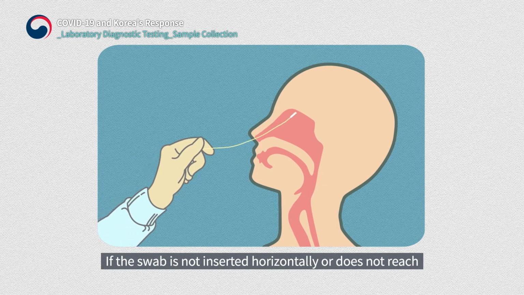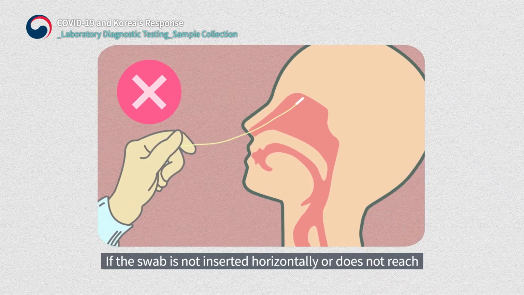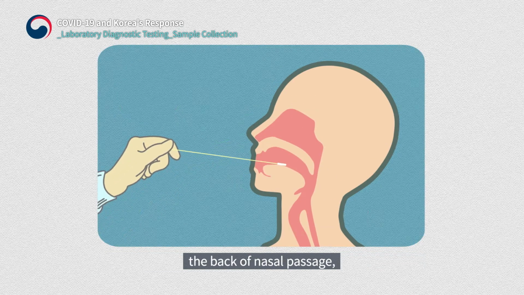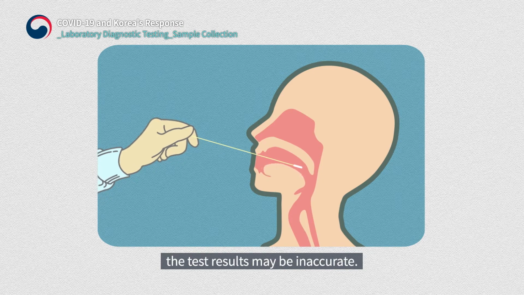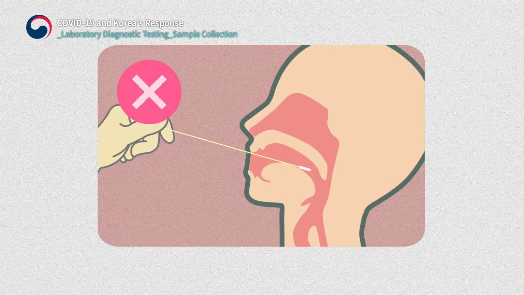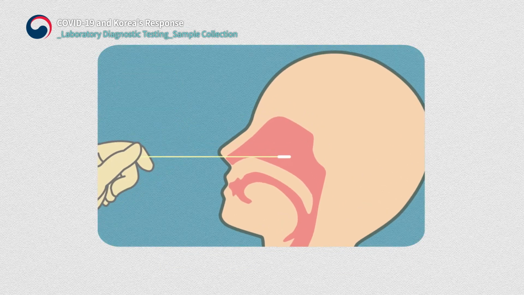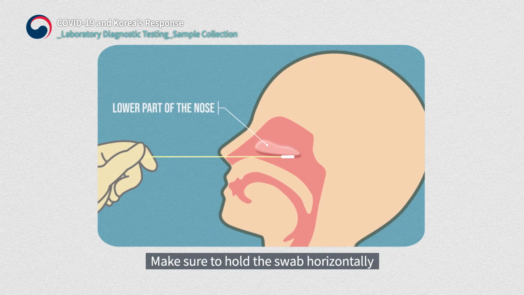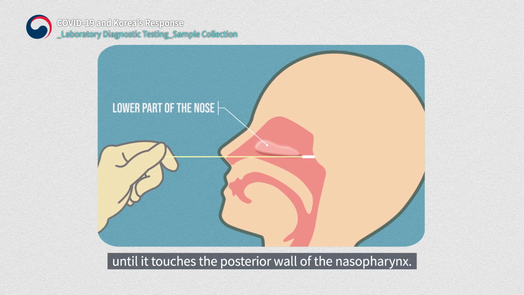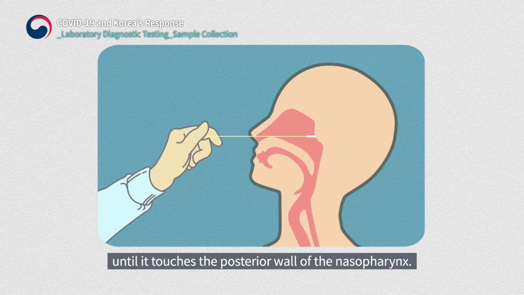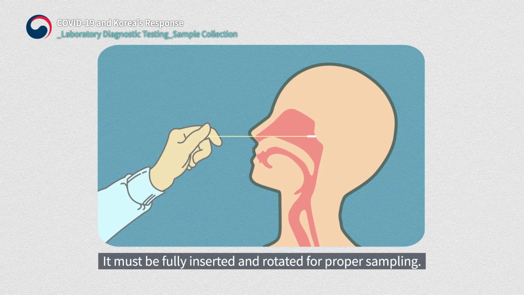If the swab is not inserted horizontally or does not reach the back of nasal passage, the test results may be inaccurate. Make sure to hold the swab horizontally until it touches the posterior wall of the nasopharynx. It must be fully inserted and rotated for proper sampling.